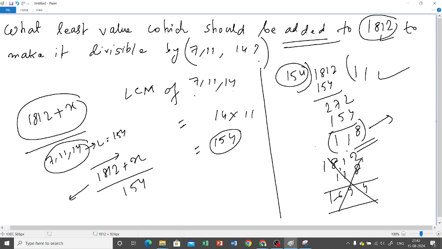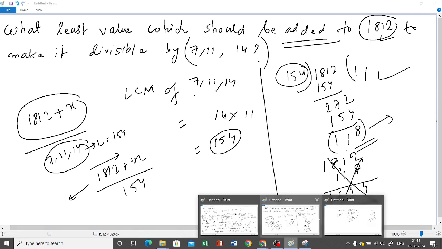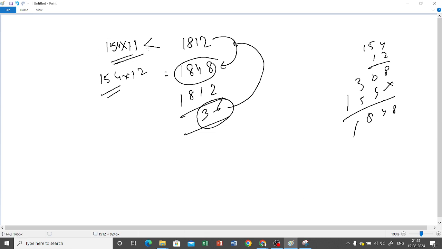So what do I need to do? From here I can see that 154 into 11 is less than 1812. That is why it is giving a remainder. Therefore 154 into 12 will be the next number which is perfectly divisible by 154. That is why 154 into 12 is giving you 1848.